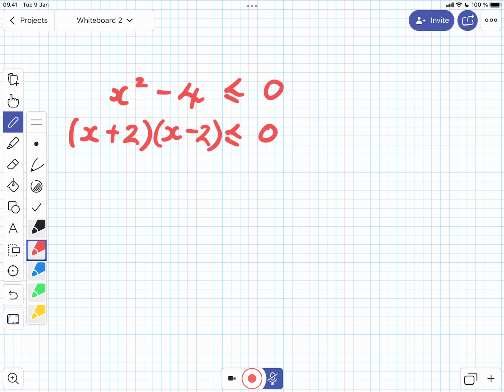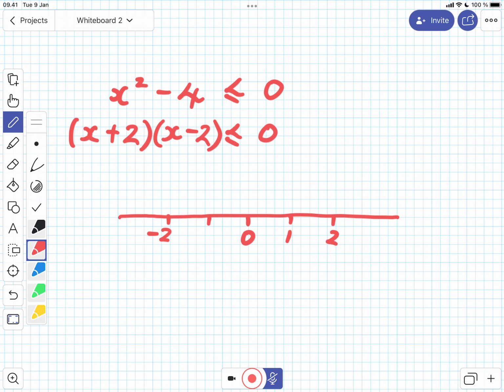Well, let's do a nice number line. Try and do this as straight as I can without resorting to the ruler tool. And let's think about the values that would make that equal to 0. So, you've got 0 in the middle of the number line, minus 1, minus 2 there, 1 and 2 there, and other numbers.